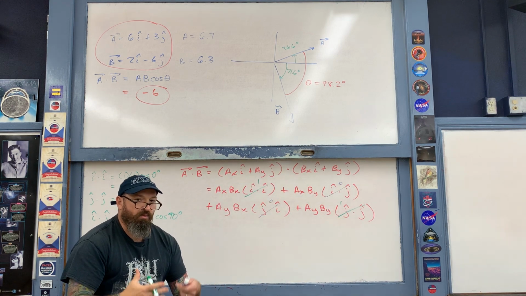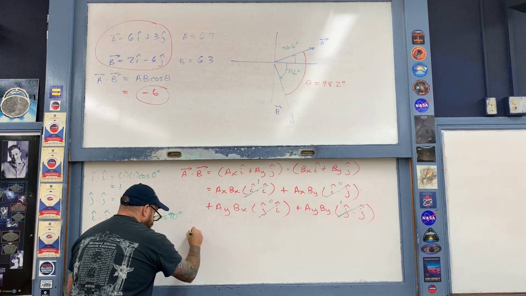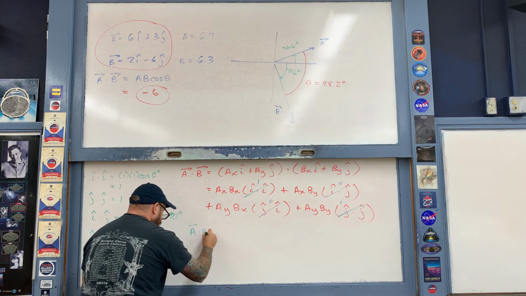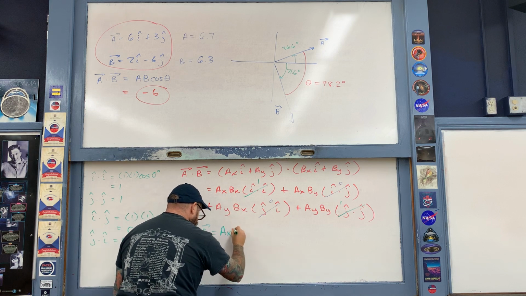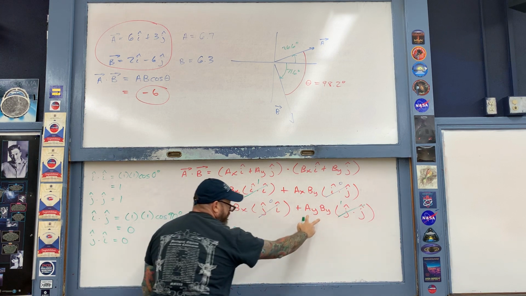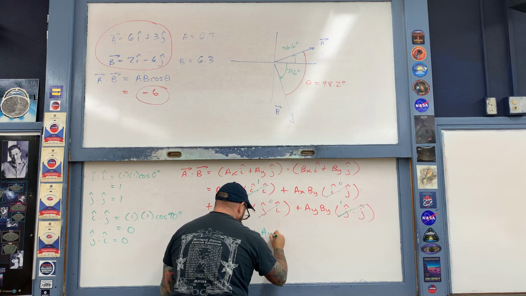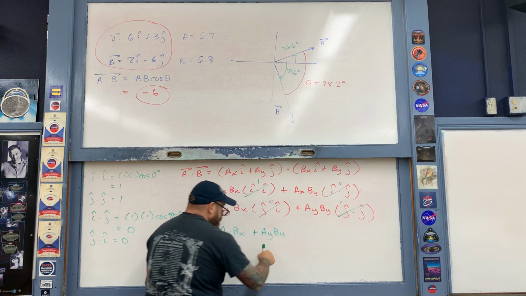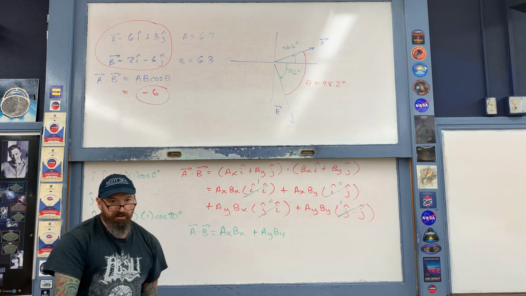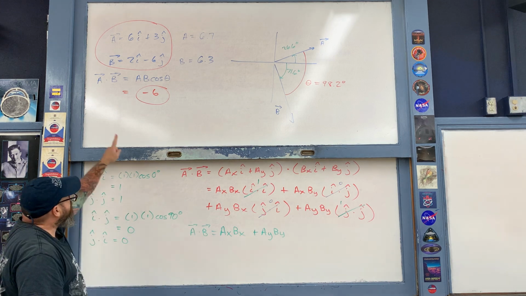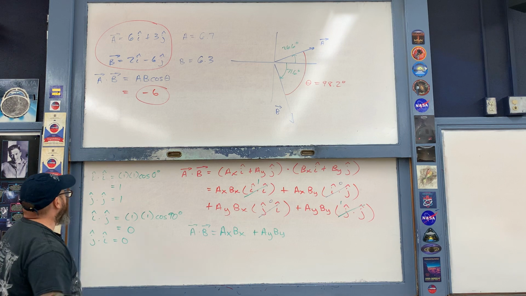And now take a look at what is left over. What's left over is that A dot B is equal to the following. We have right here A sub x times B sub x, and then we have right here plus A sub y times B sub y. So when vectors are in component form, all that you do is multiply the components together and then just add them up. Let's go ahead now and apply that to the problem above.